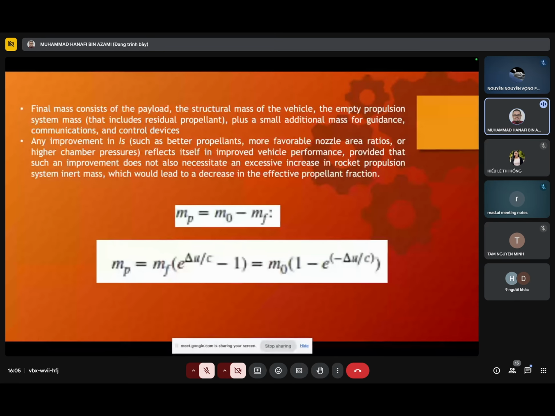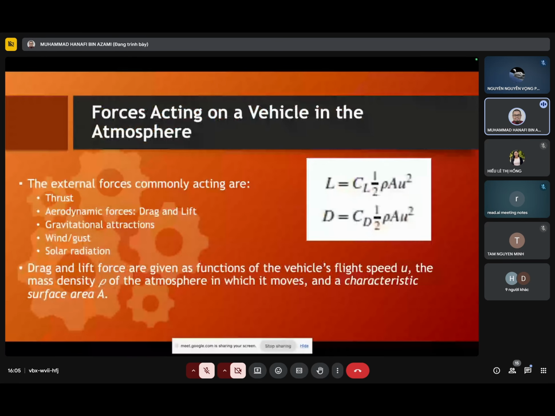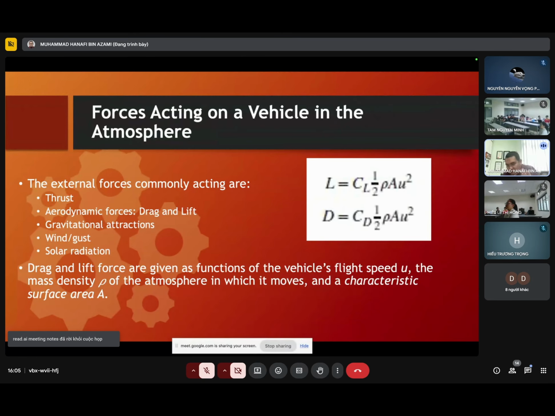Okay, so next is forces acting on a vehicle. I won't finish everything today. I will split this into two, because we have 2 weeks to cover flight performance according to our schedule. So forces acting on a vehicle in the atmosphere: going back to your aircraft or aerodynamics class, or maybe your introduction to flight mechanics and flight performance.